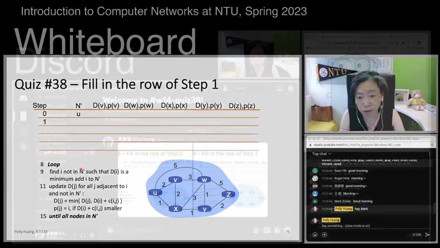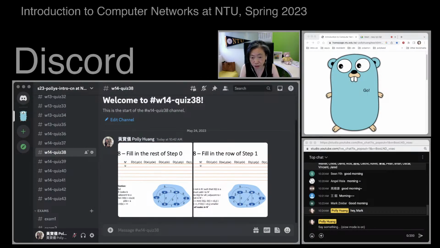Let's move to Discord, channel W14, quiz 38. You have 5 minutes to work on this. You will also need to derive the answer after having done this for a while. So why don't we go ahead and start?